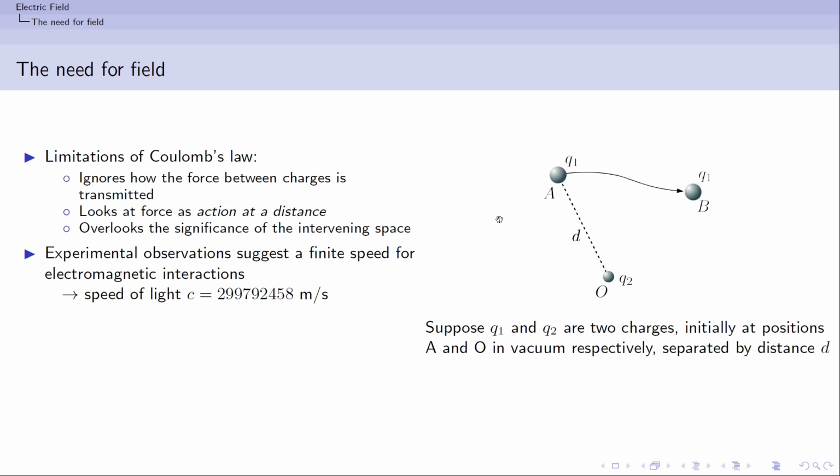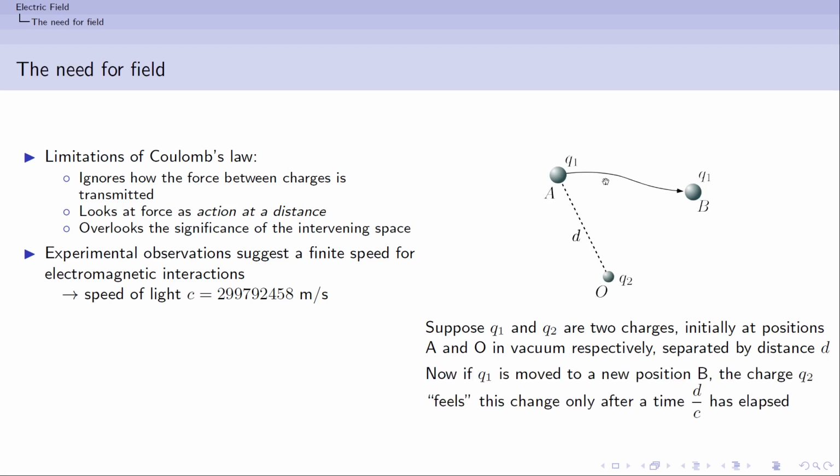Then it's going to take a certain amount of time before the second charge Q2 feels that change. The time that it's going to take is equal to d by c. D is the separation distance between them, and c is the speed of light, the speed at which the information regarding this interaction is carried from one charge to another. So this change in the position of Q1 will be felt by Q2 only after a time d by c has elapsed, and it will not happen instantaneously.